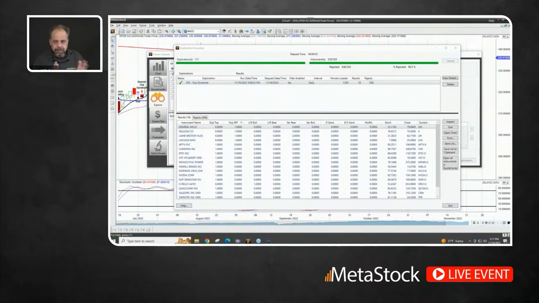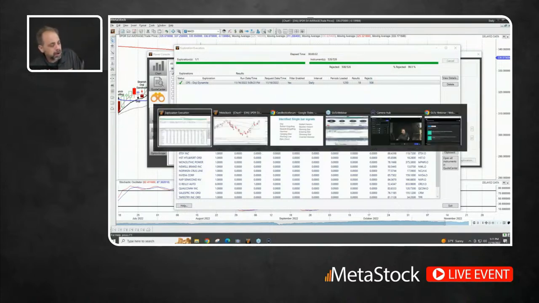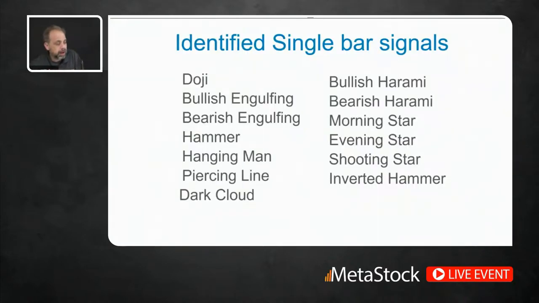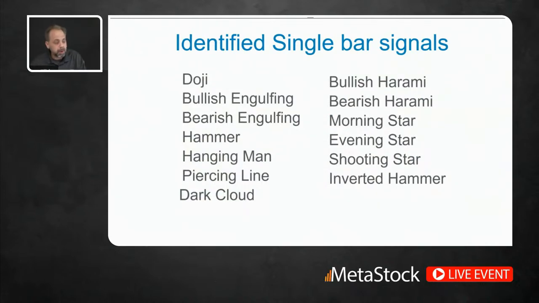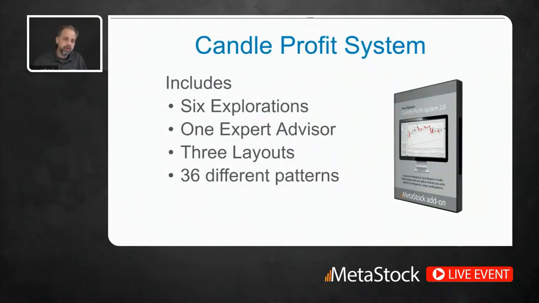All right. I'm going to go back in here to the slides. So again, here are the patterns that will automatically identify for you. These are the multiple day patterns. These are the single bar patterns. With it, it's going to include those explorations, the expert advisor, which is going to identify and label all those patterns and give you commentary that tells you what the patterns are. And in total, there's 36 different patterns.